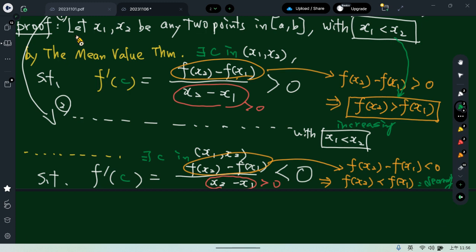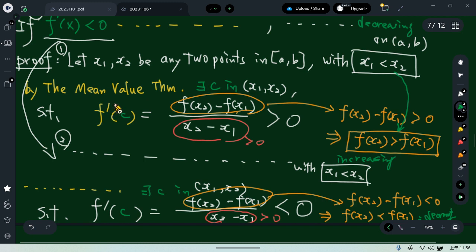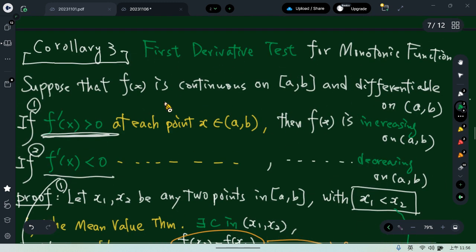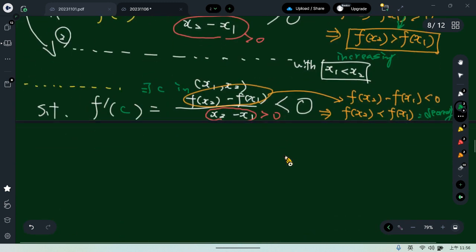So I just quickly proved it for you, but if you cannot memorize the proof, at least you need to memorize this: in a certain interval, if the first derivative is always positive at every point, we say in this interval the function is increasing. If less than 0, the function is decreasing. Okay? So I will give you an example to impress this idea.